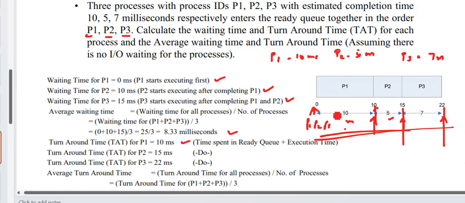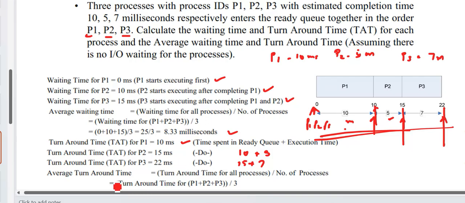So I will repeat once again. To find TAT for P1: waiting time for P1 is 0 because the scheduler schedules first come first, but execution time is 10 milliseconds. Turnaround time for P2: waiting time is 10 plus execution time 5, so totally 15 milliseconds. Turnaround for P3: waiting time is 10 plus 5, that is 15 milliseconds, plus execution time 7. It is 22.